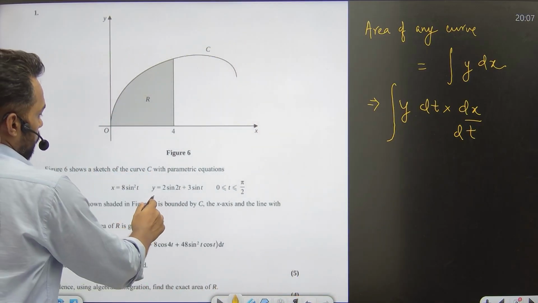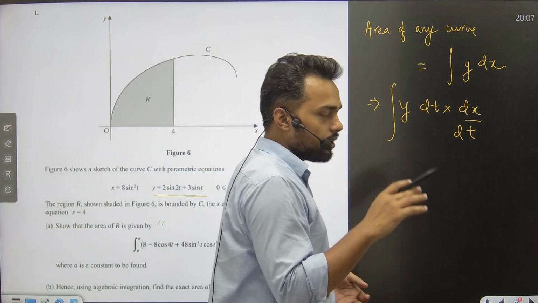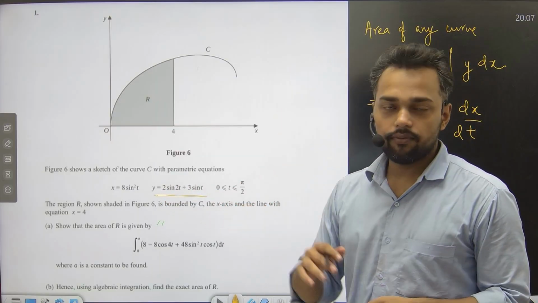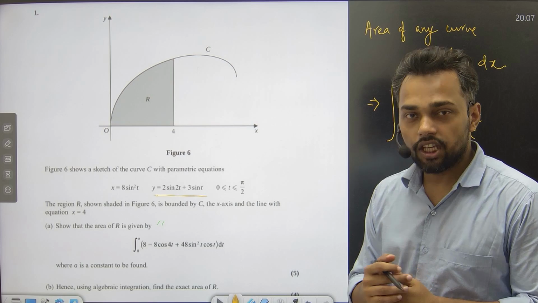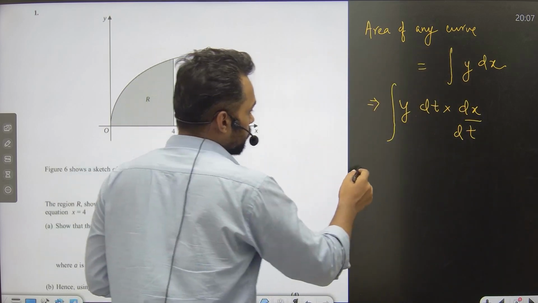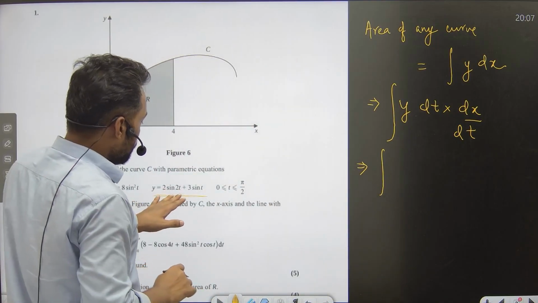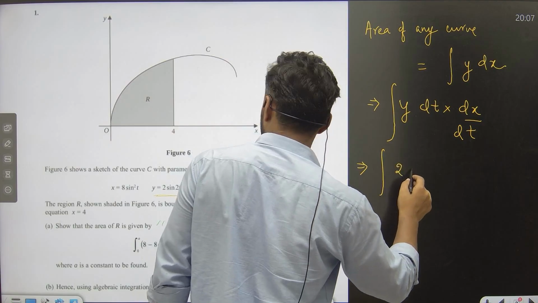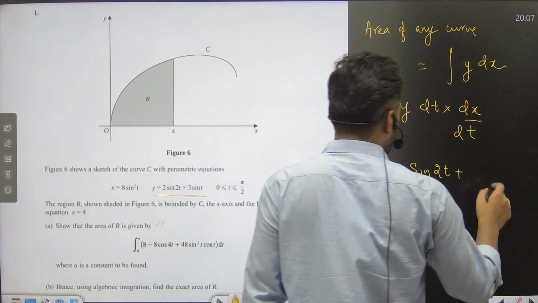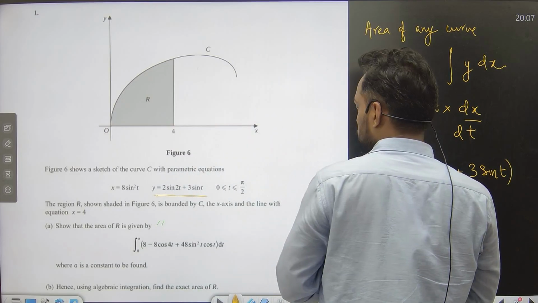So y is equal to 2 sin 2t plus 3 sin t. Why have I done this? Because the whole parametric equations are in the format of t. So we are arranging it this way. y dt, if I write it directly, is 2 sin 2t plus 3 sin t. Okay, this is y dt, cross dx by dt.